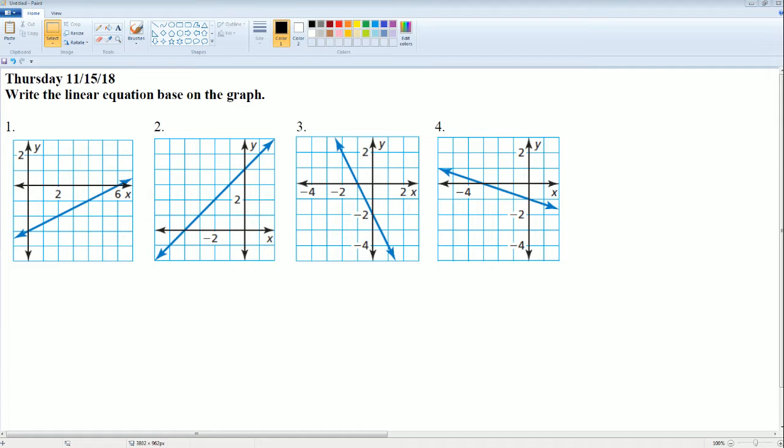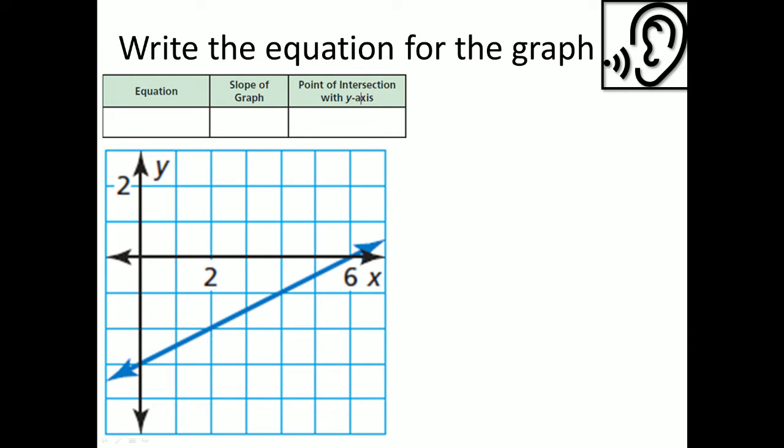Solutions. We have four linear equations here, and they asked us to write the linear equation based on the graph. Alright, so I have the first one displayed. Remember, we need the equation. For us to get the equation, we need the slope, and we need the y-intercept.